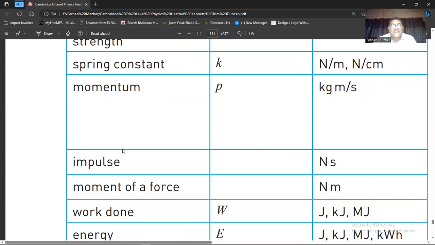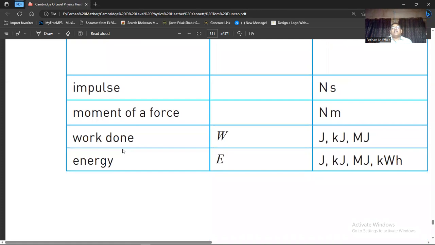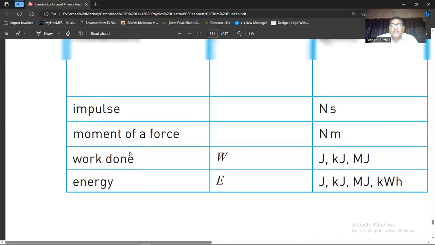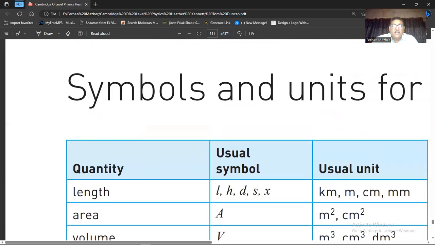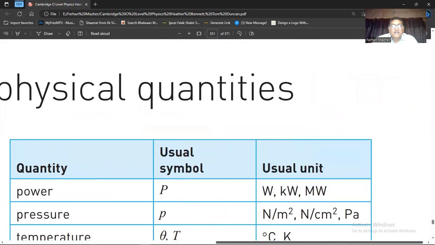Moment of a force is Newton meter. Its unit is Newton meter. Work done is represented with the letter W. Its units are joules. Sometimes we use kilojoules, sometimes megajoules. Energy is represented with the capital E. Its units are joule, kilojoule, sometimes megajoules. Sometimes we use kilowatt hour. Okay, so then we have the next quantity.